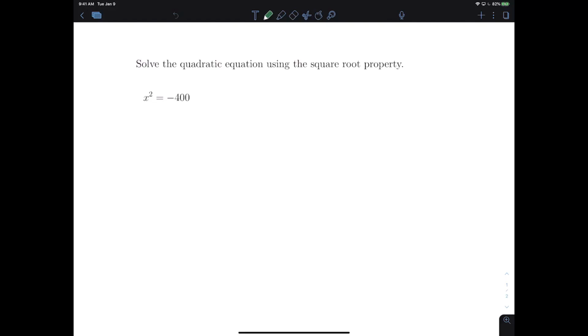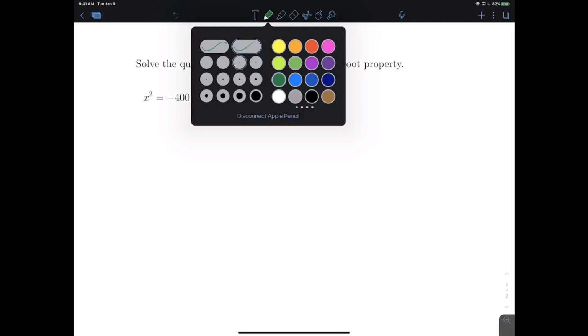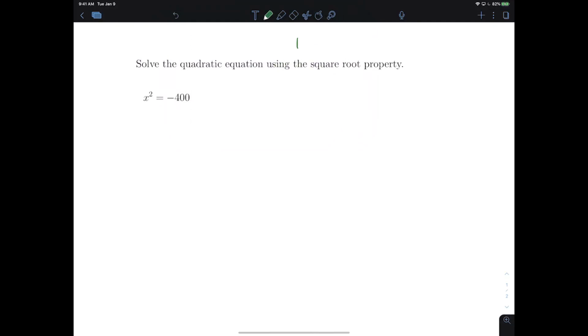Hello. In this example, we want to solve the quadratic equation using the square root property. Now, remember the square root property says that if x squared equals d, then x equals plus or minus the square root of d.